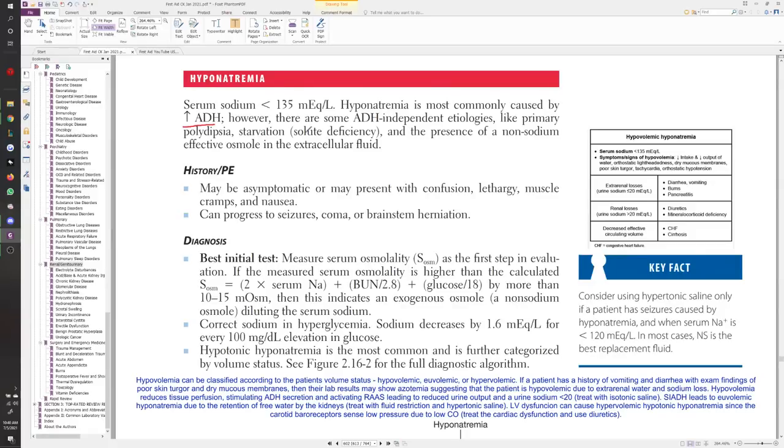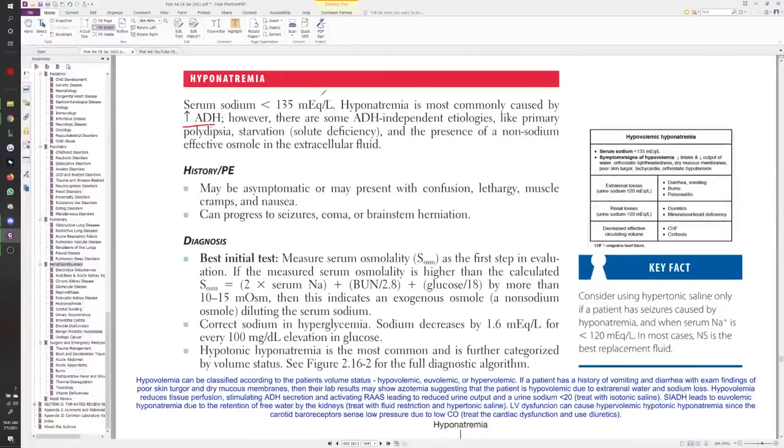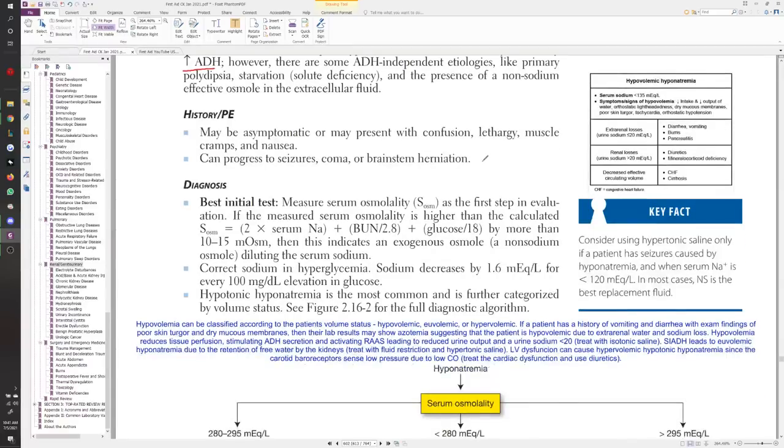Remember, you can't make water and you can't make salt, right? This is why in dehydration, when you lost water, your body can't do anything about it. And here in hyponatremia, if you lost all your salt, once again, your body really can't do anything about it, right? Can't make it. And the last one, the presence of a non-sodium effective osmole in the extracellular fluid, which is the most confusing one, so we'll see that when we get there. Patients may be asymptomatic or may present with confusion, lethargy, muscle cramps, and nausea. Can progress to seizures, coma, or brainstem herniation.